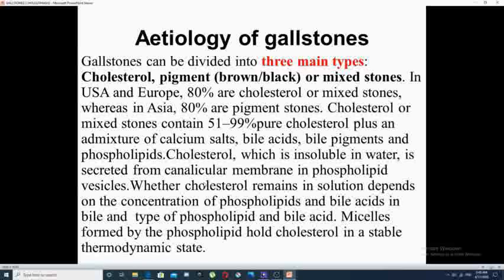Regarding the etiology of gallstones, generally it is divided into three main types: either cholesterol type, or pigment stone, or mixed stone. In the USA and Europe, 80% are pure cholesterol or mixed stone, whereas in Asia, 80% are pigment stone. When we say cholesterol stone or mixed stone, this means that these stones contain about 51 up to 99% pure cholesterol.